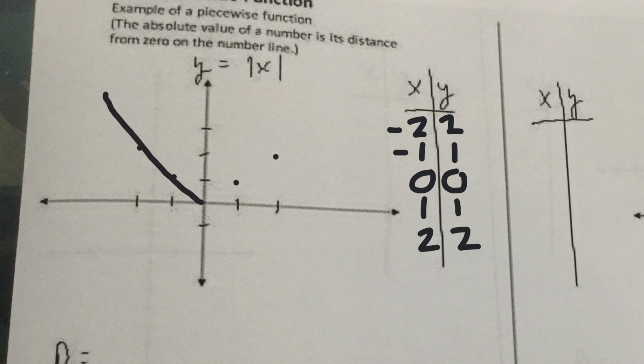Is that a V? Yes. The absolute value function is a V shape. That's why it's so important to know the difference between the two. Because this one is essentially two lines.